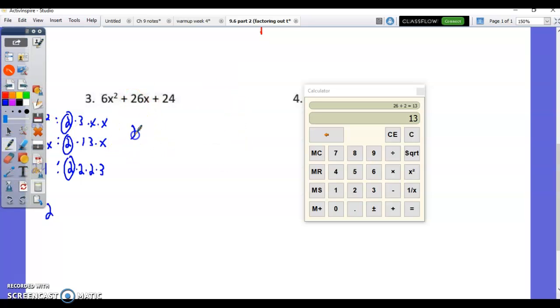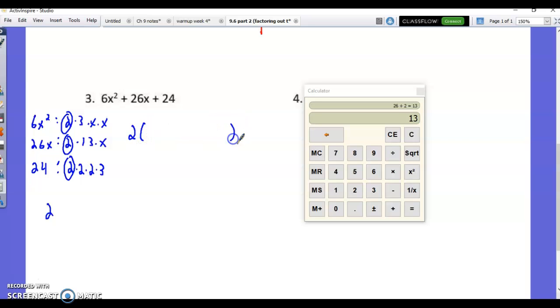as a 2 on the outside, and then on the inside, we have a 3x squared, 13x, and we have 2 times 2, which is 4, and then times 3, which is going to be our 12. So then a plus 12.